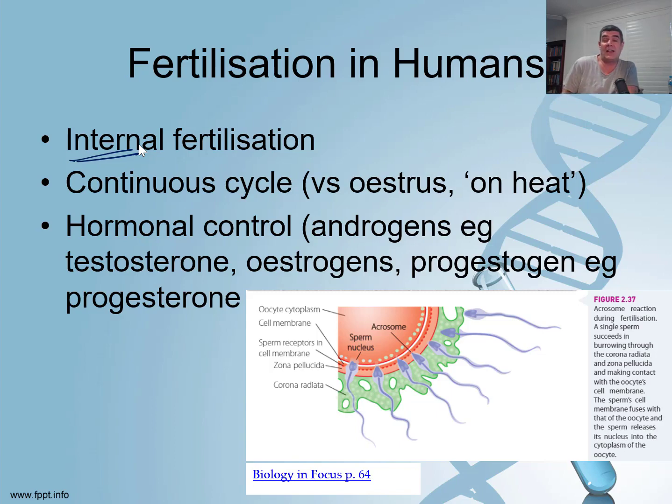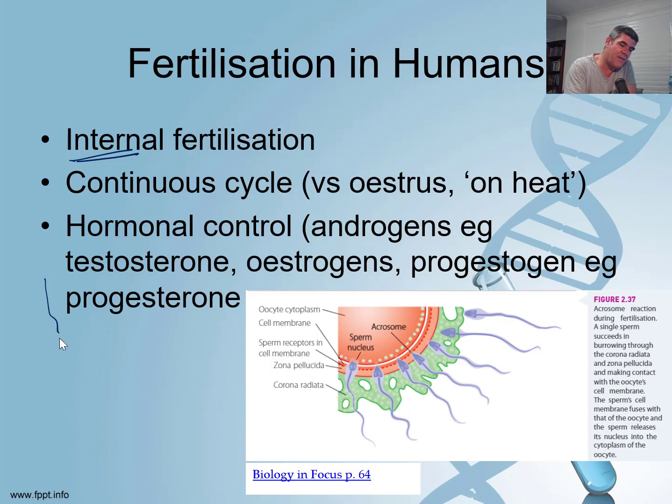Hormones that are regulating these cycles are really the androgens, so specifically testosterone, and that's going to be involved in the production of sperm in the testes, and the estrogens and the progestogen, an example of which is progesterone, that we talked about with the menstrual cycle. That's basically how we get the gametes.